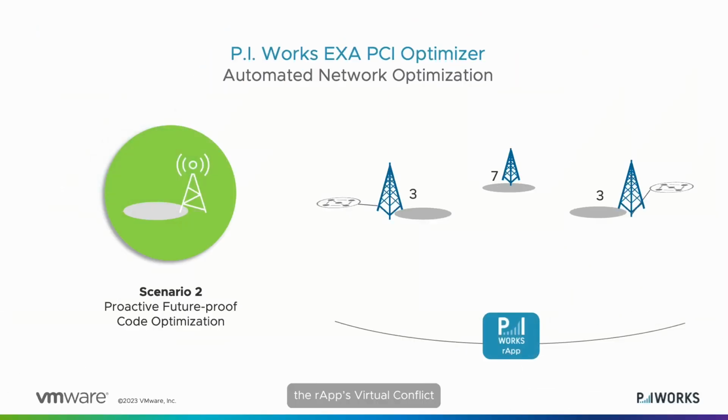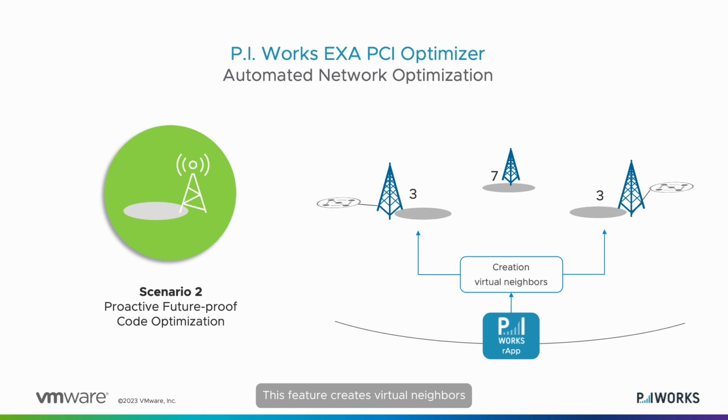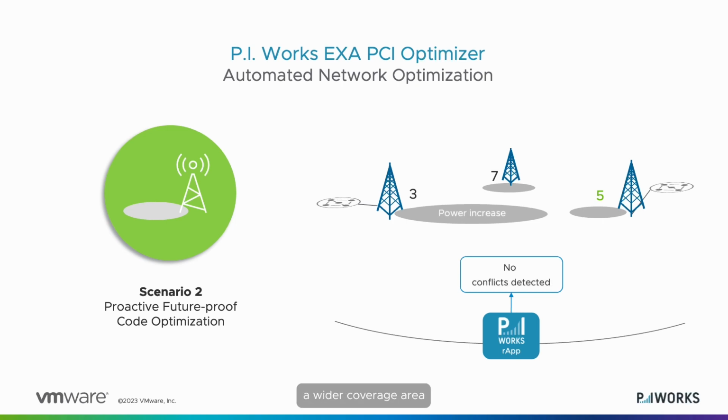Now let's demonstrate the rApp's Virtual Conflict Avoidance feature. This feature creates virtual neighbors and proactively conducts PCI changes to avoid potential future conflicts that could arise from changes in the network. For example, the case of two cells with the same PCI code but no initial conflict that could potentially have a collision if we increase the power to one of them to provide a wider coverage area.